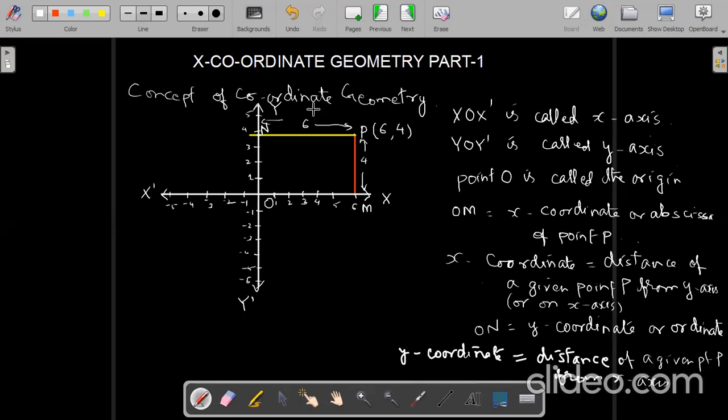Now, this above system is called the rectangular Cartesian coordinate system.